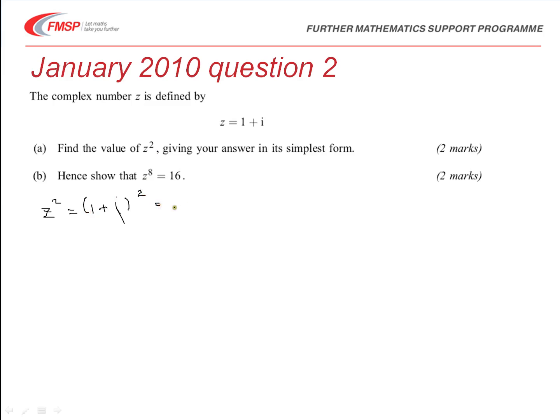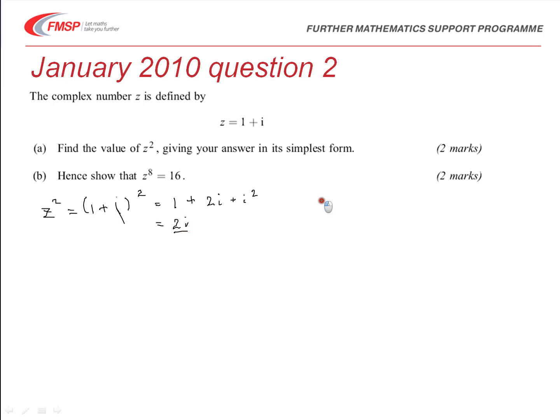So when we expand the brackets, we'll get 1 squared, which is just 1, and then we'll get a 1 times an i and a 1 times an i, which will give us 2i, and then we've got i squared as the fourth term. Now we should know that i squared is equal to negative 1, by the definition of i as the square root of negative 1, and so all we have left is 2i as the answer in its simplest form.